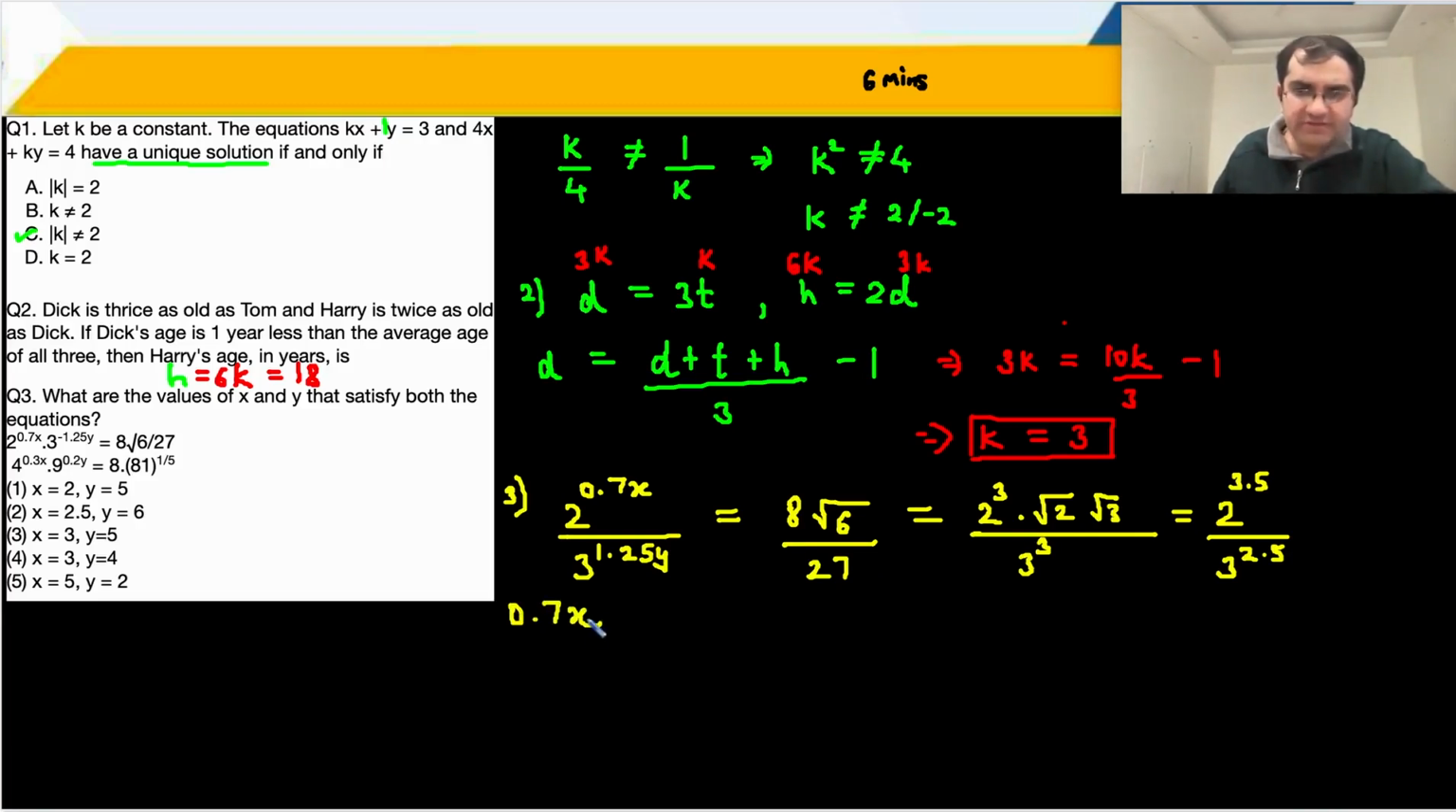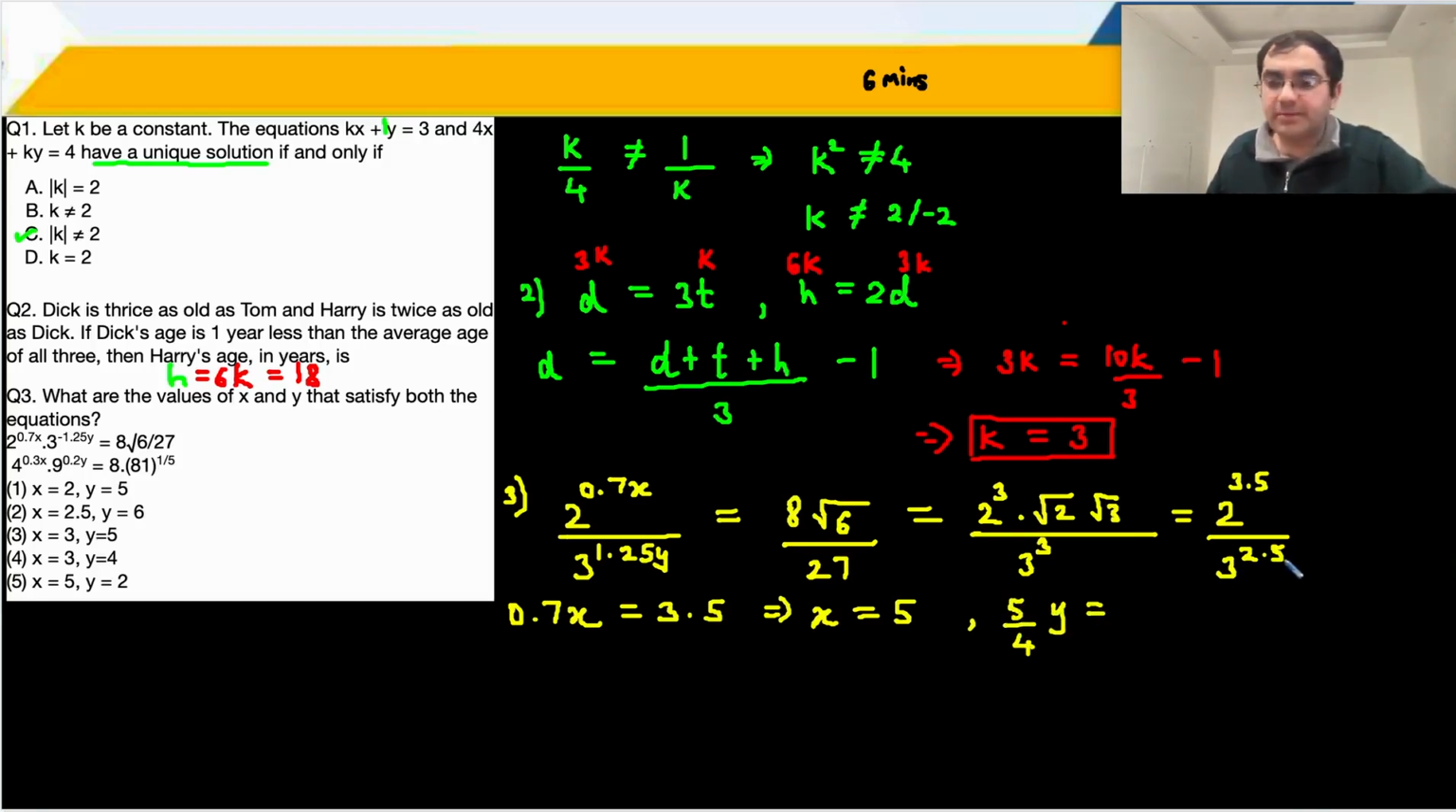तो 0.7x is equal to 3.5, implies x is equal to 5. And 1.25y or 5 by 4, y is equal to, यहाँ पे 3 का पावर क्या है 2.5 और 5 by 2, implies y is equal to 2.